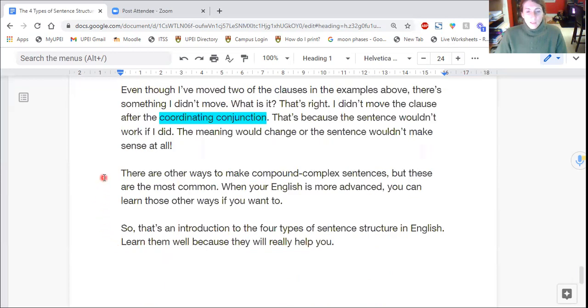There are other ways to make compound complex sentences, but these are the most common. When your English is more advanced, you can learn those other ways if you want to. So that's an introduction to the 4 types of sentence structure in English. Learn them well because they will really help you.